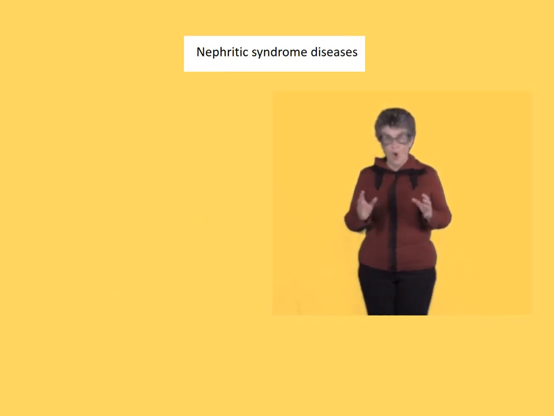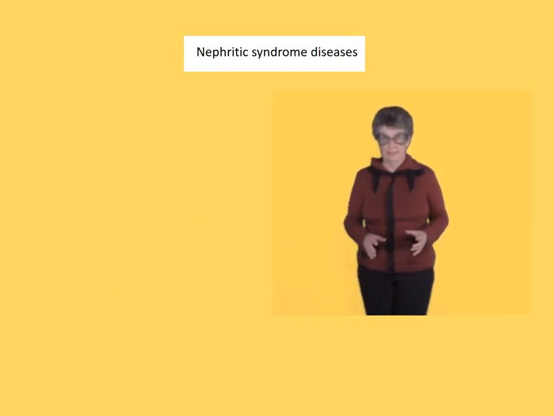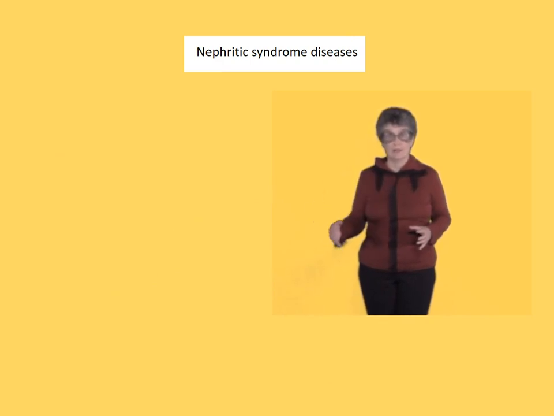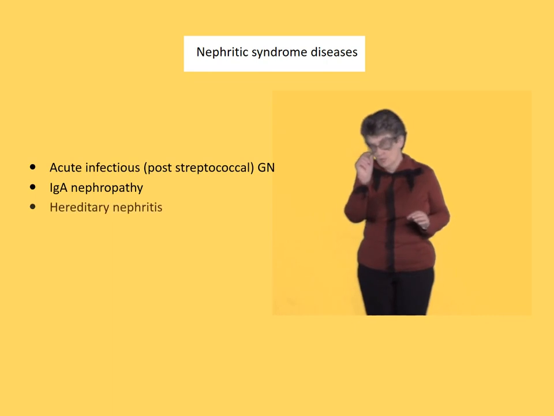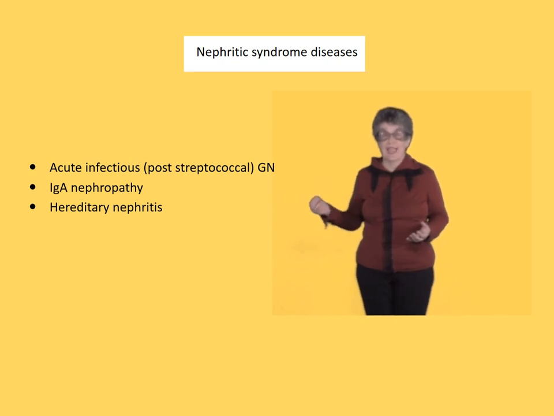So here are some common diseases that cause nephritic syndrome. Acute infectious, otherwise known as post-strep glomerulonephritis; IgA nephropathy; and some hereditary nephritis, which is due to really thin basement membranes. Again, I just remember it by the initials HAI.